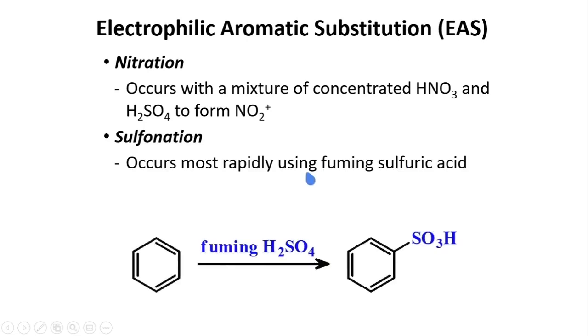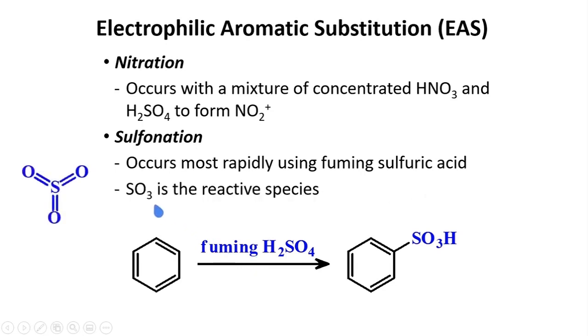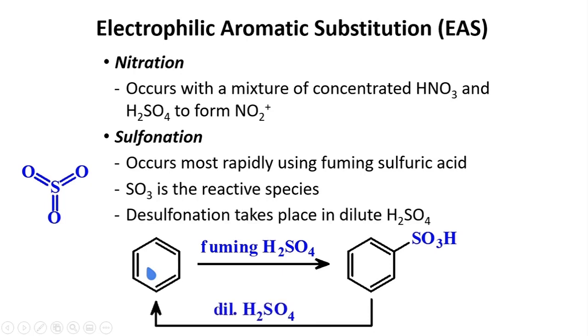In the case of sulfonation, it occurs most rapidly using fuming sulfuric acid. Fuming sulfuric acid is concentrated sulfuric acid with dissolved sulfur trioxide. Sulfur trioxide is the reactive species, and oxygen, being very electronegative, will pull electrons towards itself, giving sulfur a partial positive charge, and thus it will be attracted to the ring system. You should note that sulfonation is an equilibrium process, and thus the fuming concentrated sulfuric acid will allow sulfonation, but dilute sulfuric acid will remove that sulfonate group.